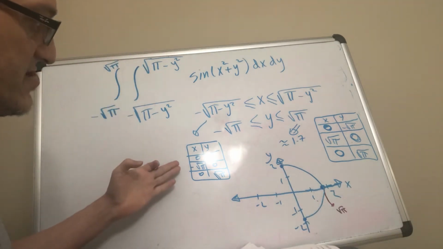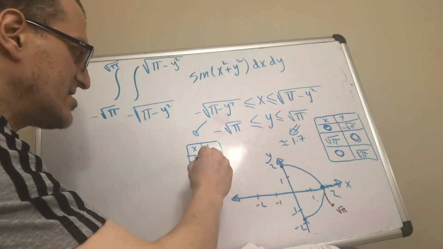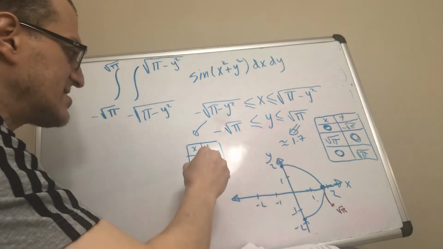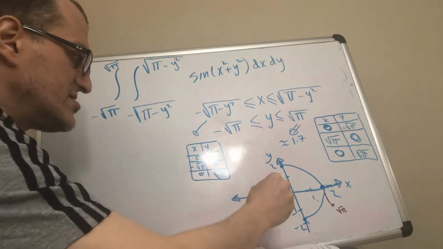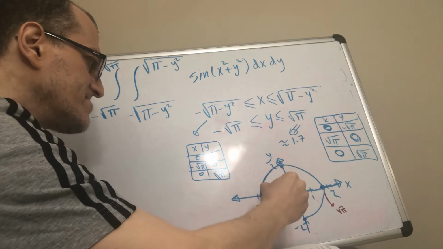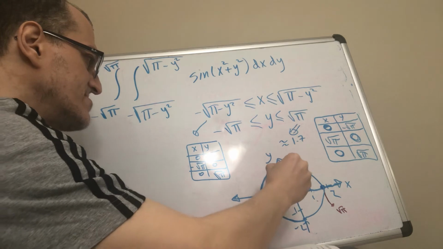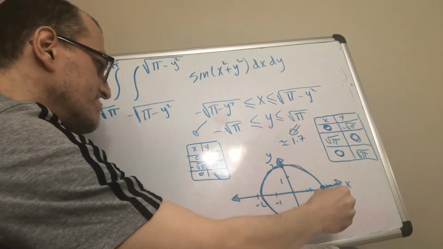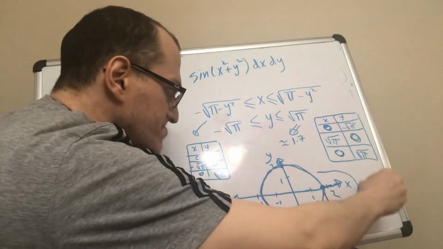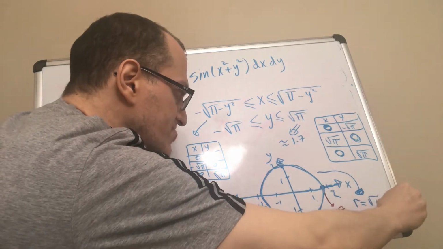If I sketch this portion of the curve, at negative root pi, at 0, you're negative root pi. At negative root pi, you're 0. So eventually you'll see that this would look like a complete circle. And the radius of this circle would be root pi.